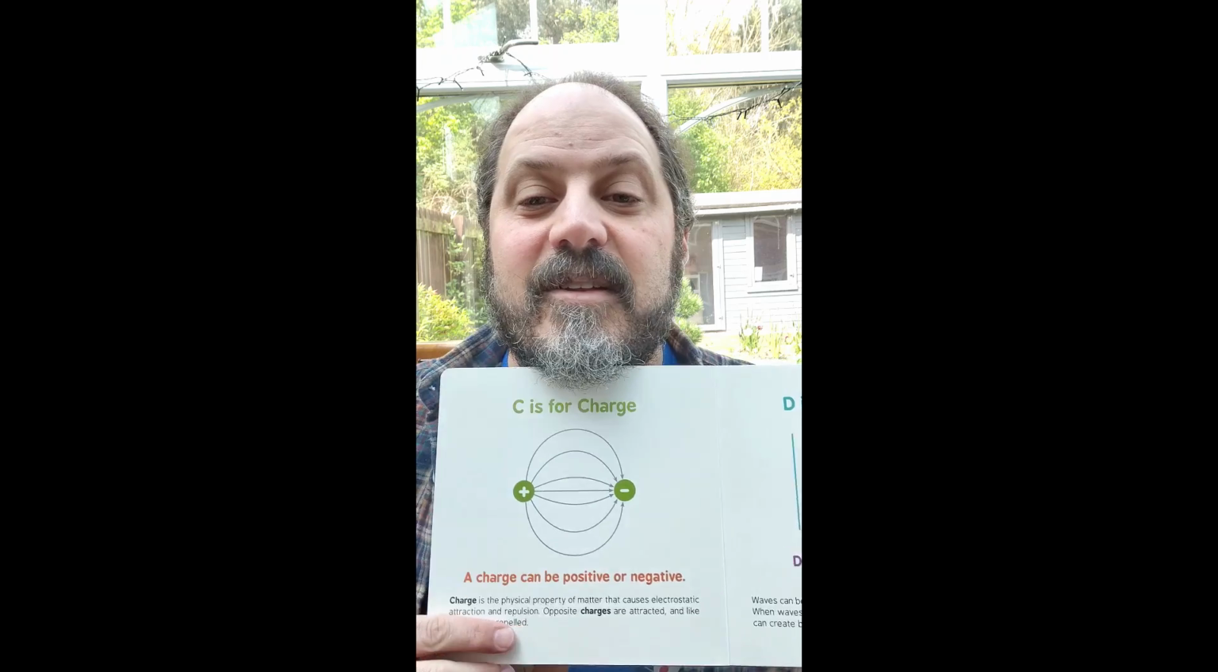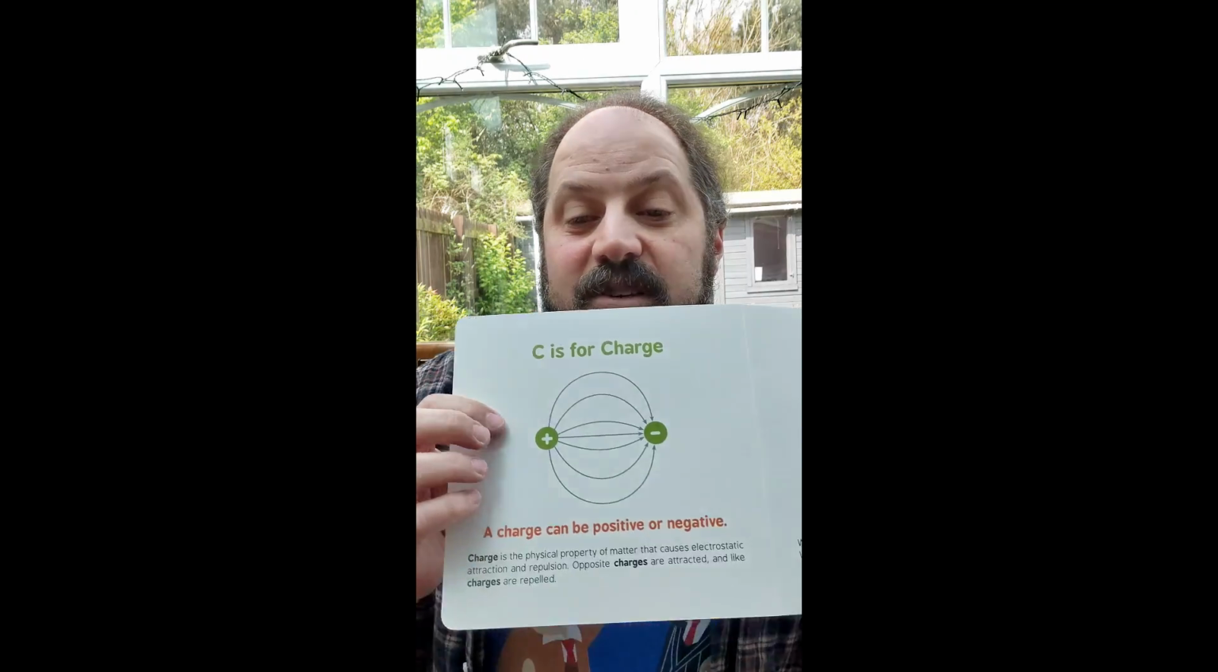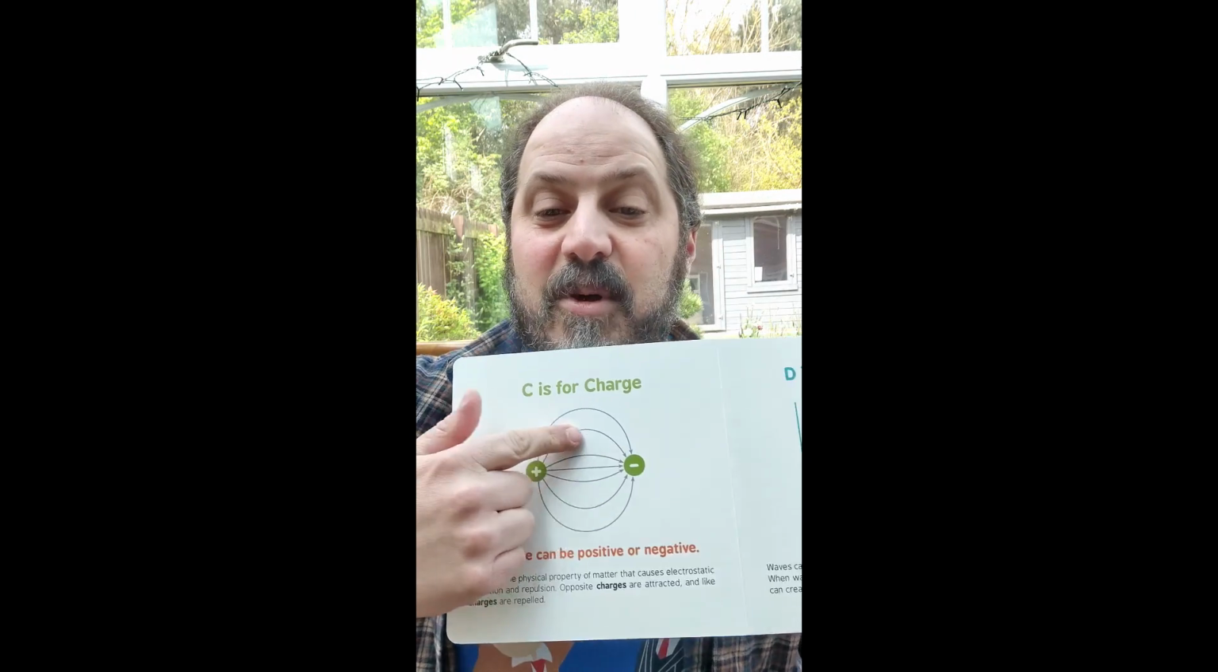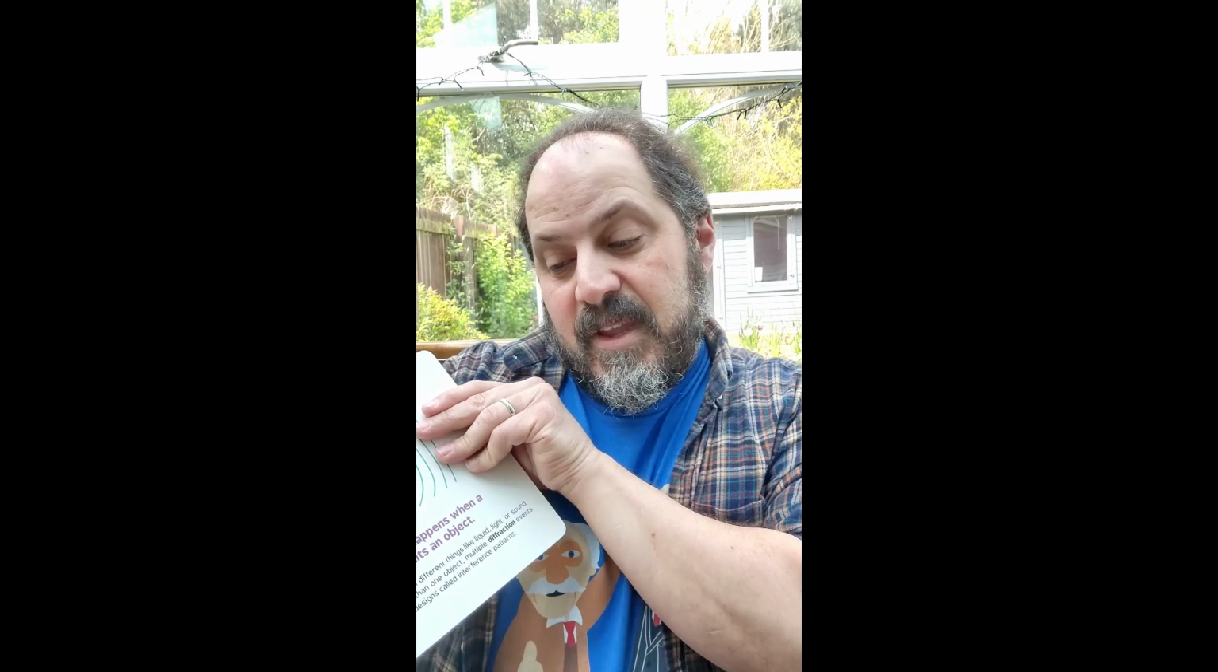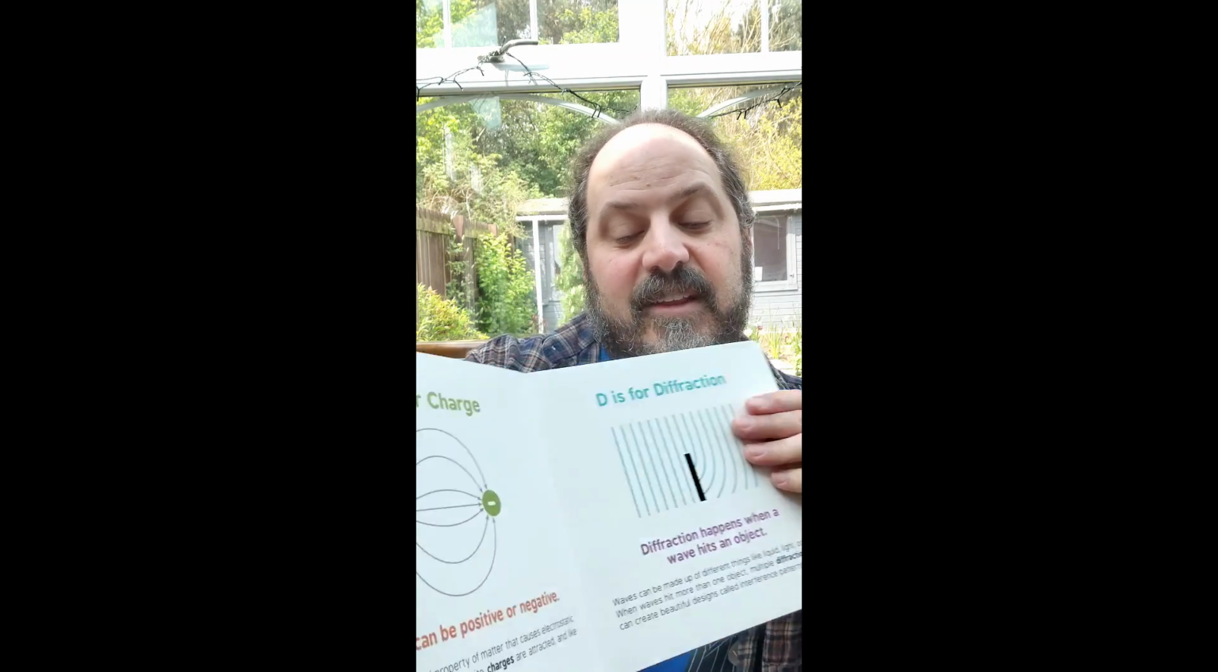C is for charge. We've talked about electromagnetics. A charge can be positive or negative. See how it goes from positive to negative? We've talked about this before, electromagnetics for babies. Anyway, here it is again. Charge is a physical property of matter that causes electrostatic attraction and repulsion. So it goes from repulsion from one to the other. When two positives get near each other, they repel, or when two negatives get near each other, they repel. Positive and negative attract. Opposite charges are attracted and like charges are repelled.